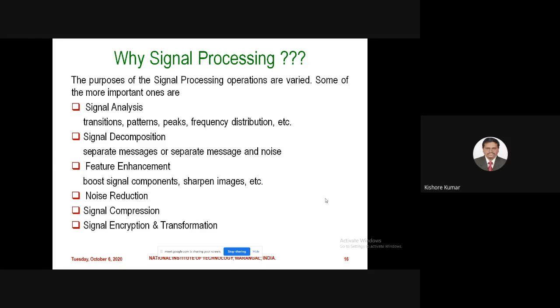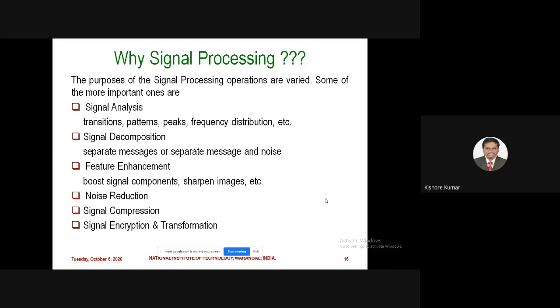So when you take those images, naturally they are not clear; they are blurred with different types of noises. So we need to sharpen that image so that I can see the object perfectly. That's why there also I can use this feature enhancement.